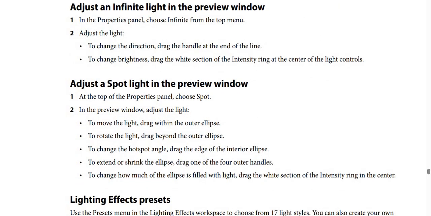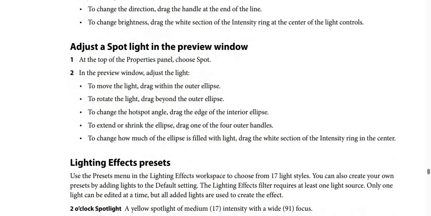And what about adjusting a spotlight in the preview window? We have two steps again. Step number 1. At the top of the properties panel, you should choose Spot. Step number 2. In the preview window, adjust the light. To move the light, drag within the outer ellipse. To rotate the light, drag beyond the outer ellipse. To change the hotspot angle, drag the edge of the interior ellipse. To extend or shrink the ellipse, drag one of the 4 outer handles. And to change how much of the ellipse is filled with light, drag the white section of the intensity ring in the center.